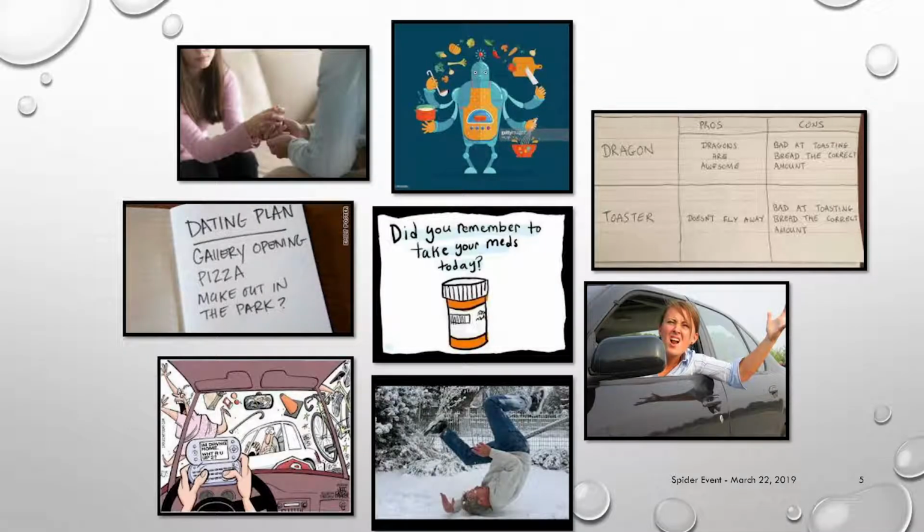So I have a dating plan, I thought that was funny. Gallery opening, pizza, make out in the park. Someone had to use some cognition to make that plan. The center one there, remember to take your meds. Remembering to take the meds is one thing, and then being able to handle the bottle, open it, right? There's that psychomotor stuff. Pull out a pill, maybe they're really tiny pills, right? These are all skills you're all awesome at.